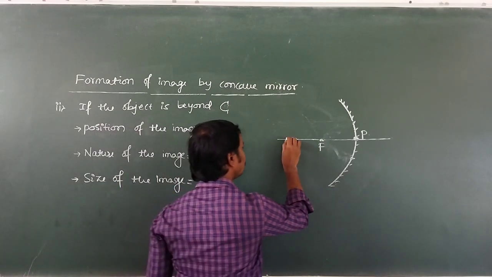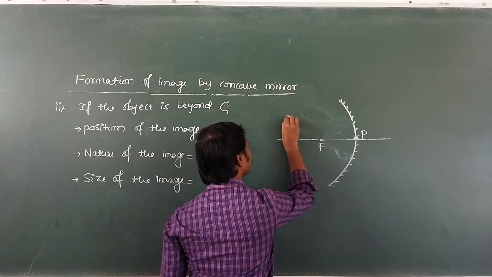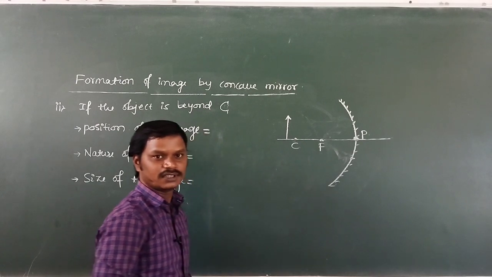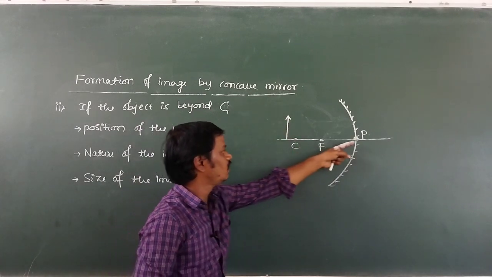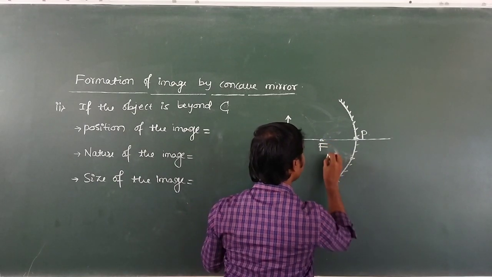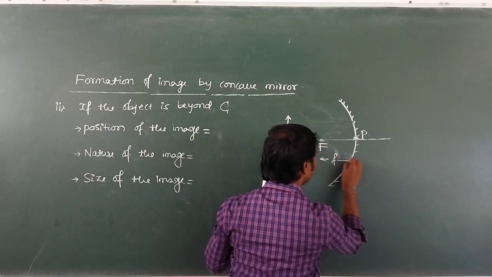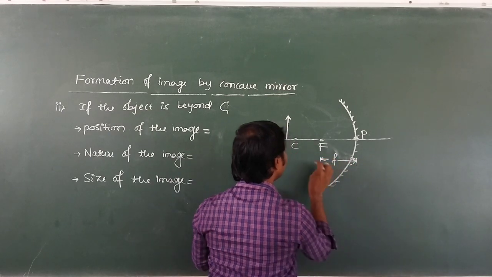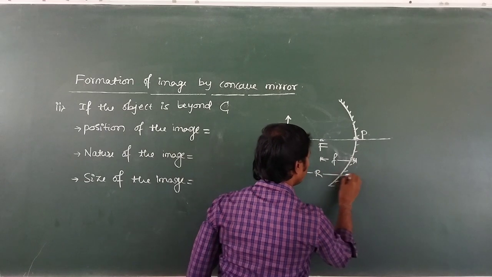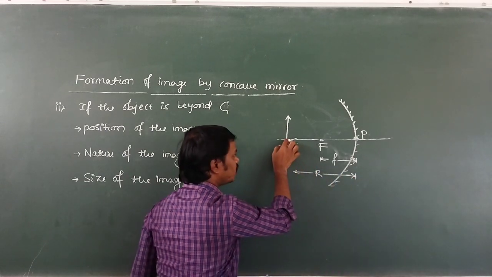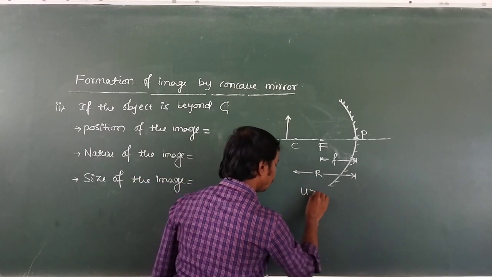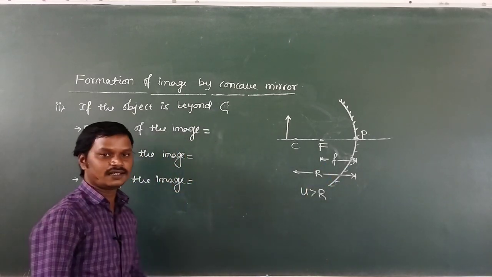Say this is the object, and here the object distance is greater than the radius of curvature. So the distance of F from P is called the focal length, that is f, and the distance of C from the pole is called the radius of curvature, that is R. In this diagram, the object distance is greater than the radius of curvature. U is greater than R.